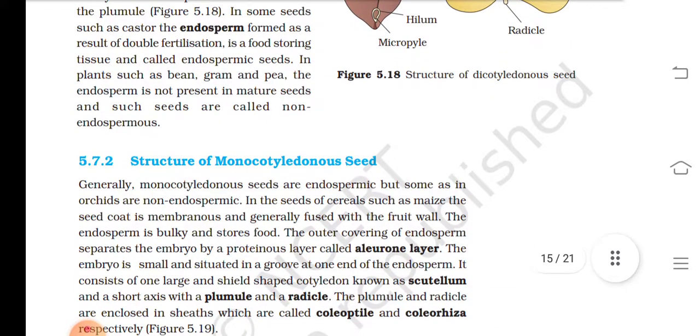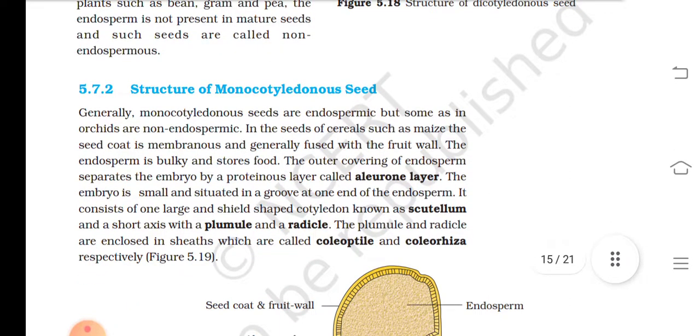Figure 5.18. In some seeds such as castor, the endosperm formed as a result of double fertilization is a food storing tissue and the seed is called endospermic. In plants such as bean, gram, and pea, the endosperm is not present in mature seeds, and such seeds are called non-endospermous. 5.7.2 Structure of monocotyledonous seeds.